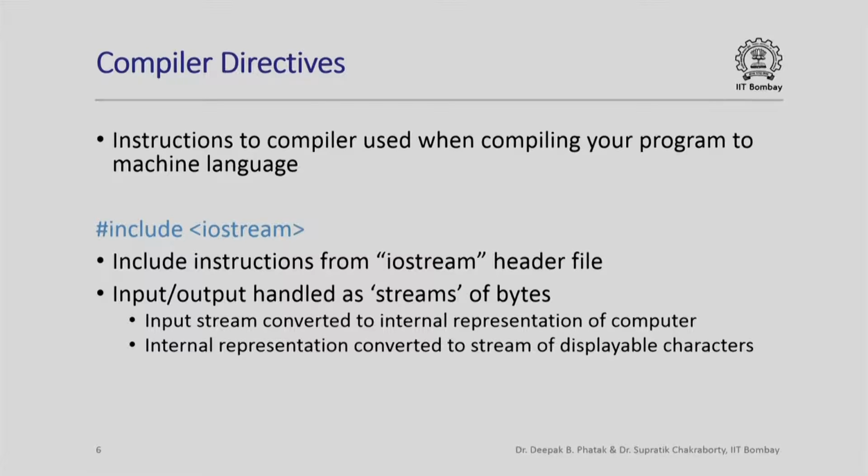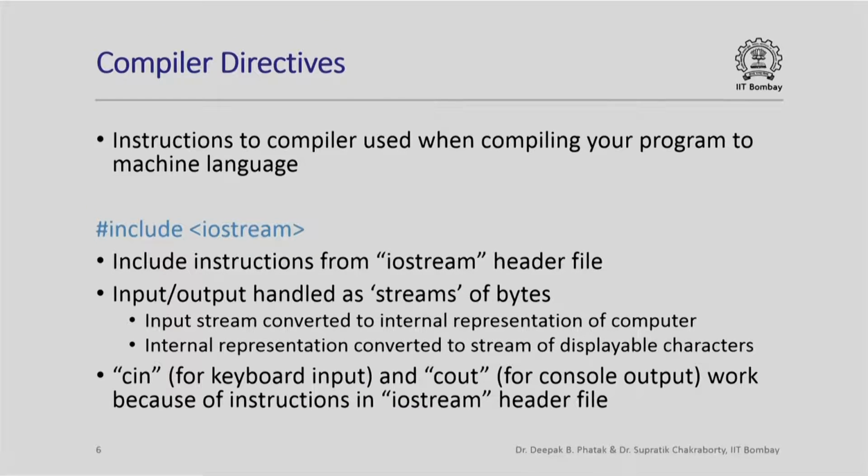Now why are we asking the compiler to include instructions from iostream? This is because input and output in C++ programs are handled as streams of bytes. So for example, when I type in something from the keyboard, the C++ program sees it as an input stream of bytes, and it has to be converted to the internal representation of the computer. Similarly, when I ask a C++ program to print some result, the internal representation of the result must be converted to a stream of displayable characters. Now who is going to do this conversion? There are special entities called cin and cout, which you might have already seen in C++ programs.